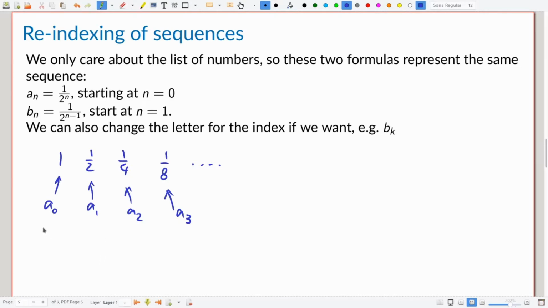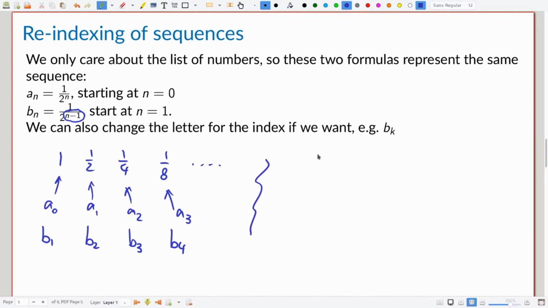Maybe we would like this guy to be the first term in the sequence with our index of 1, and this guy the second, and third, and fourth. Well, to fix that, all we have to do is just do what's called re-indexing. It's like a change of variables in the index.